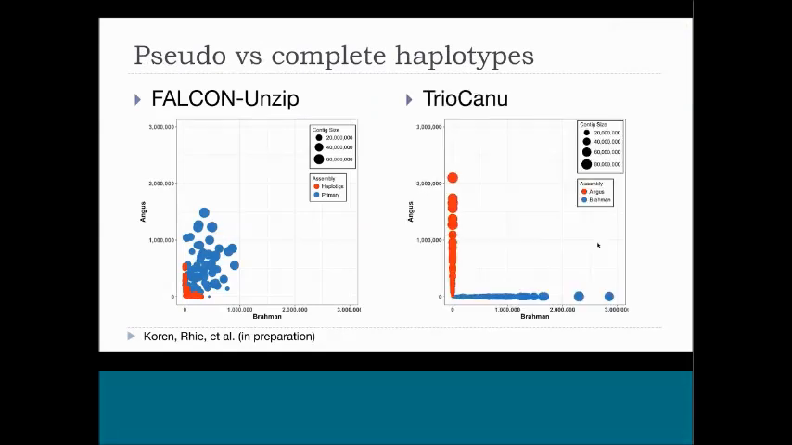And so to illustrate the difference between the pseudohaplotype and the complete haplotype results, I show here a FALCON-Unzip assembly of that same F1 and a trio binning, TrioCanu assembly of that F1. Each of the circles on these plots is a single contig, and the axes are the number of unique markers from the Brahman and Angus haplotypes that you have in each contig. And so the fact that the FALCON primary contigs have a roughly equal proportion of Brahman and Angus markers is telling you that we have this switching issue that I illustrated on a prior slide.